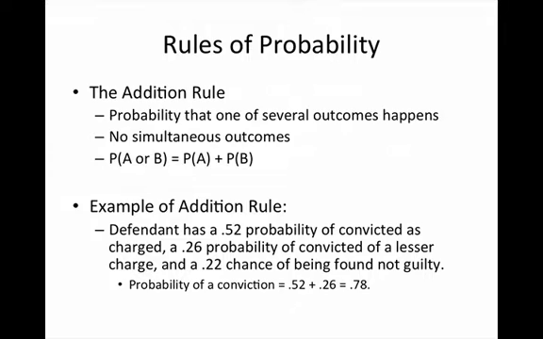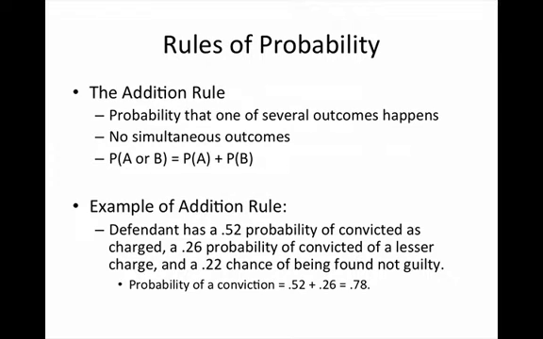So an example of the addition rule from the criminal justice literature is that if a defendant has a 0.52 probability of being convicted as charged, or a 0.26 probability of being convicted of a lesser charge, and a 0.22 chance of being found not guilty, the probability of a conviction, which covers those first two categories, is simply 0.52 plus 0.26, which is equal to 0.78. So this looks at the probability of conviction as charged or conviction of a lesser charge. So all I have to do is add those together, and I get a joint probability that a defendant will be convicted.